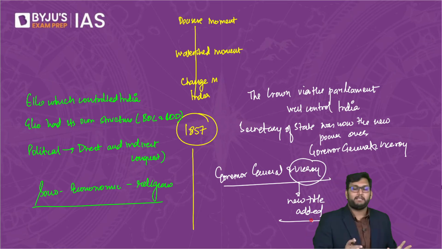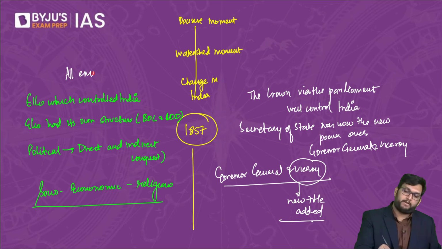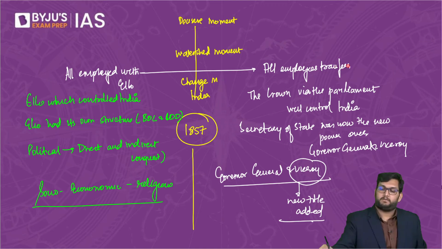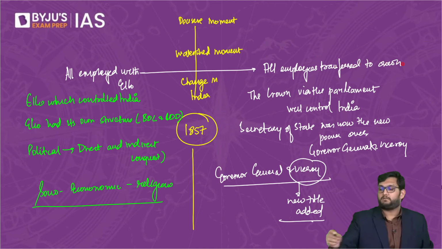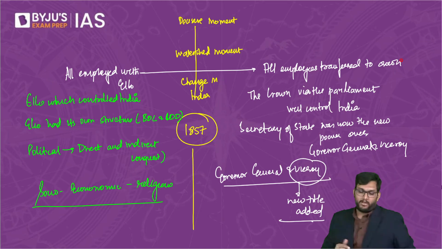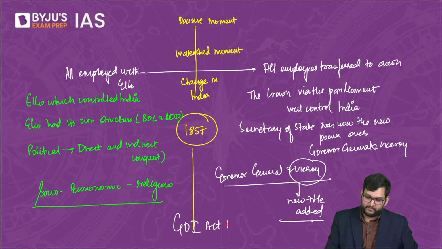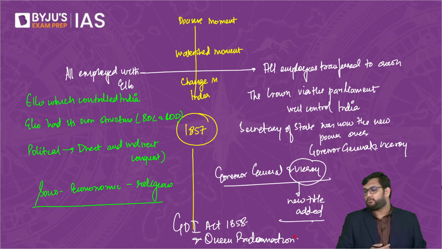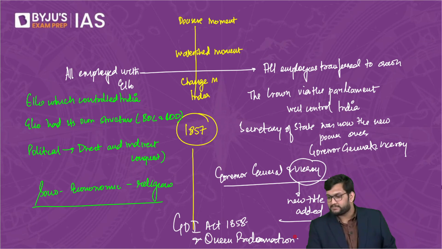And basically all employees of the East India Company were transferred to the Crown. All are answerable to the Crown. This is all after the Government of India Act 1858 and Queen's Proclamation. Can I now close this topic and move on to White Mutiny and then to nationalism? Is this making sense? This is making sense. Very good.